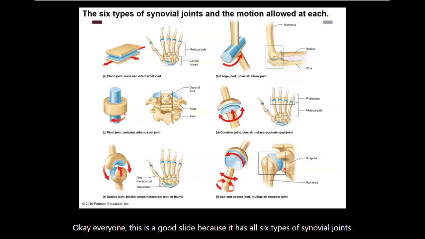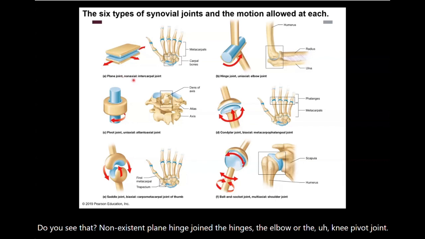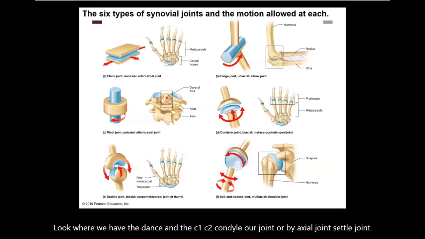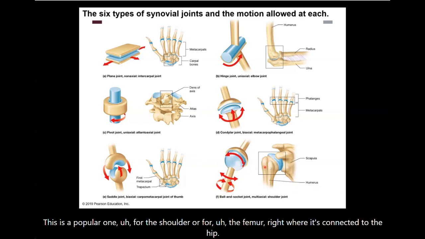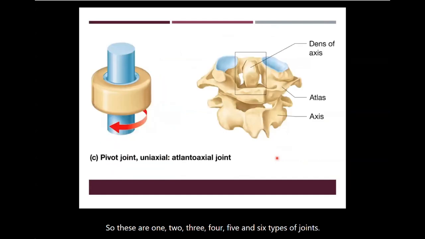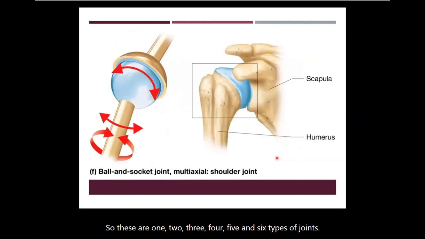Okay, everyone, this is a good slide because it has all six types of synovial joints. Do you see that? Non-axial plane, hinge joint. The hinge is the elbow or the knee, pivot joint. Look where we have the dens and the C1, C2, condylar joint or biaxial joint, saddle joint, and this is the ball and socket. This is a popular one for the shoulder or for the femur, right, where it's connected to the hip. So these are 1, 2, 3, 4, 5, and 6 types of joints, okay?